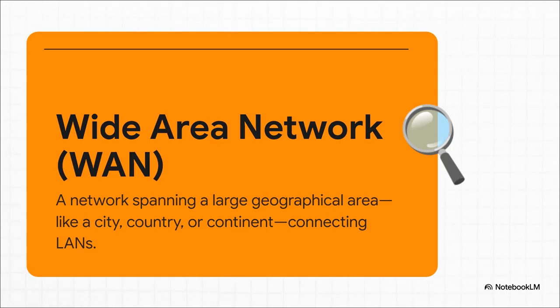So if the LAN is the building's private intercom, the WAN is like the global telephone system that connects all the different buildings. Its entire purpose is to link all those separate local LANs together, no matter how far apart they are. The WAN is what makes it possible for an employee in that New York office to open a file on a server in the London office like it was sitting right there on their own local network.